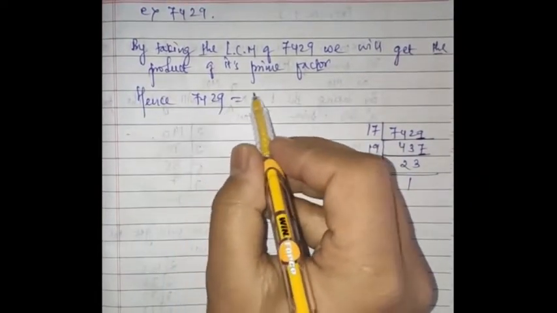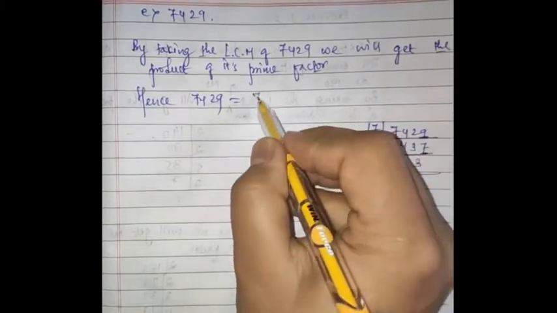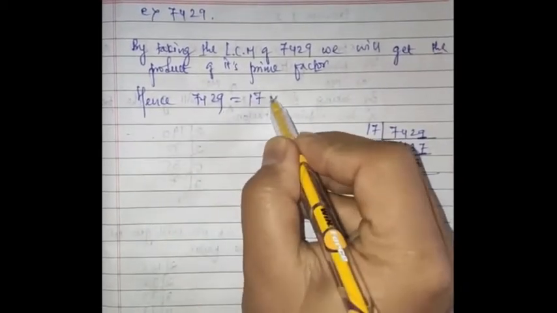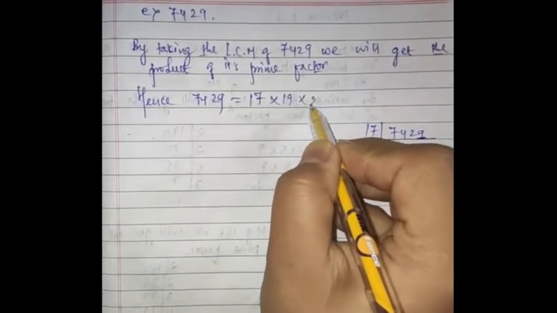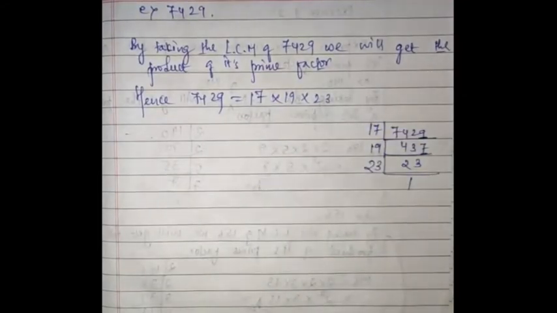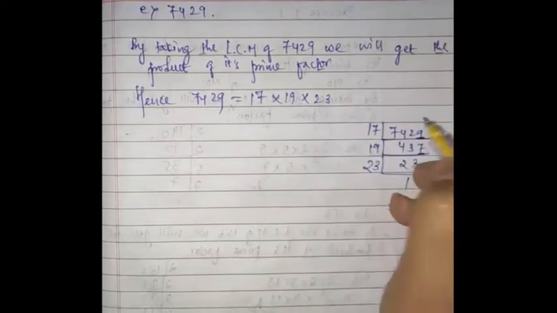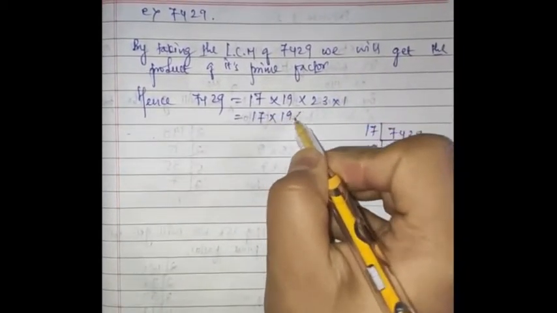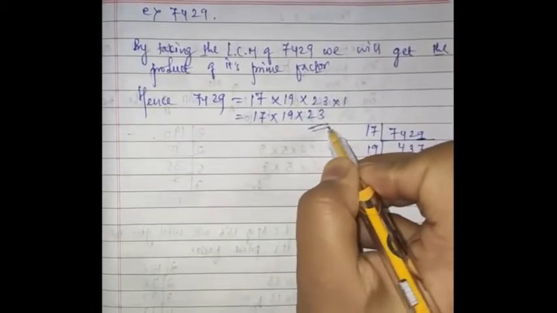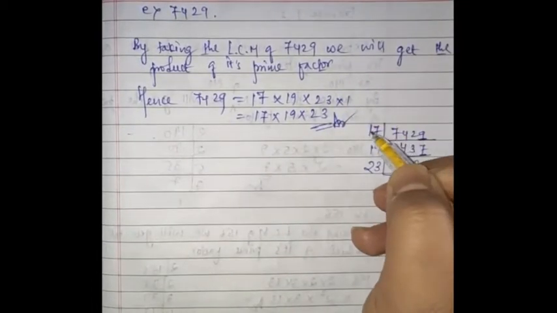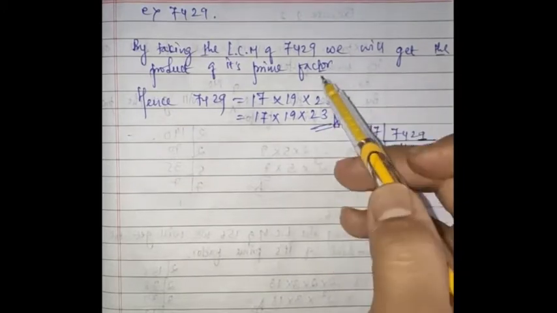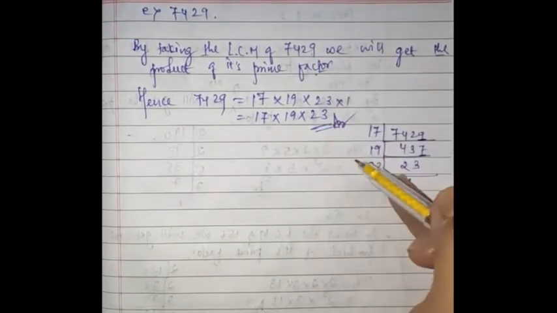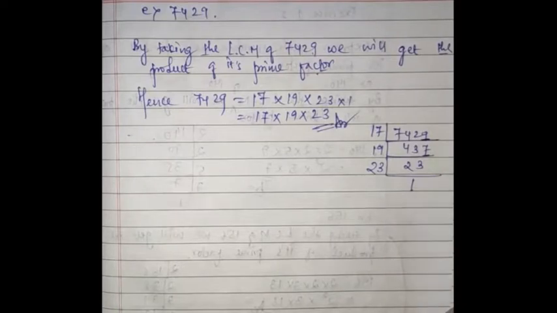Alright, so our prime factors will be 17 into 19 into 23. Alright, so this will be our prime factors. Into 1 also you can write, but 19 into 23 into 1 is 23 only, no? So the value won't be changing. So 17 into 19 into 23 is the prime factorization of 7429. Alright, so I hope you are clear with this.